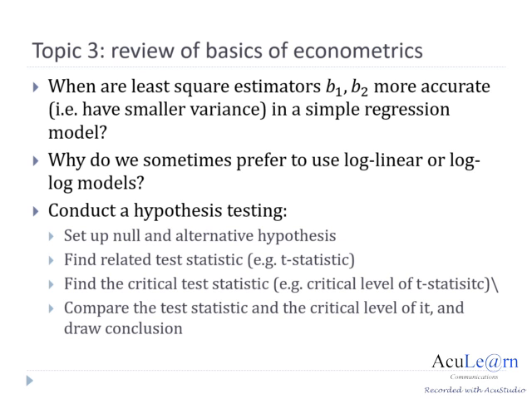And thirdly, you should find the critical test statistic, like the critical t or critical chi-square. And you should also pay a lot of attention to, let's say, if you want to do a t-test, the t-test can be one-sided or two-sided. So in this case, you should look for the right critical level of t statistic. And finally, you compare your test statistic and the critical level of it and draw a conclusion.